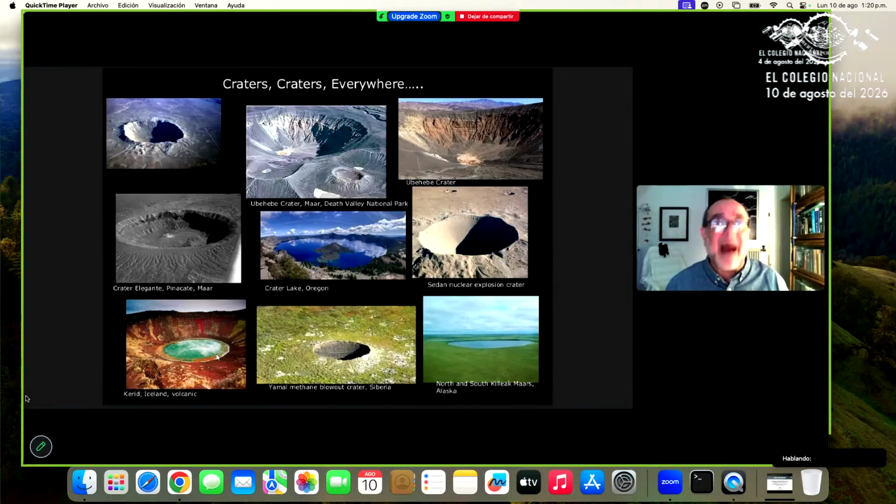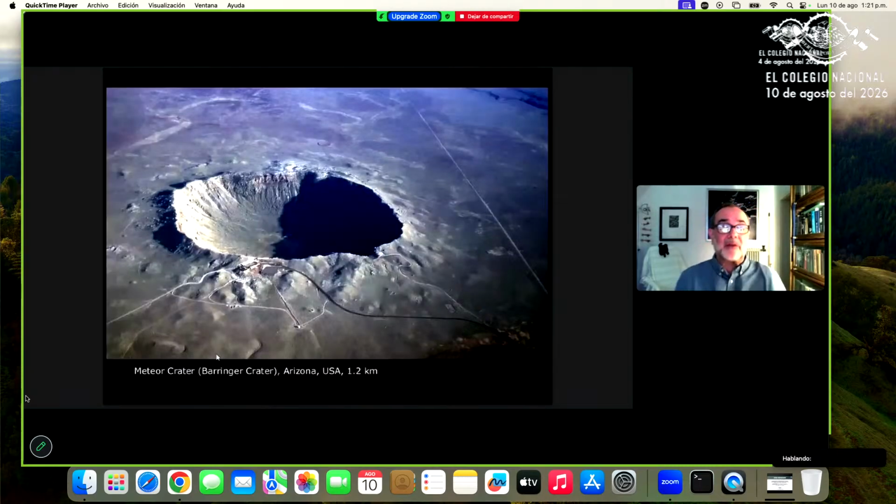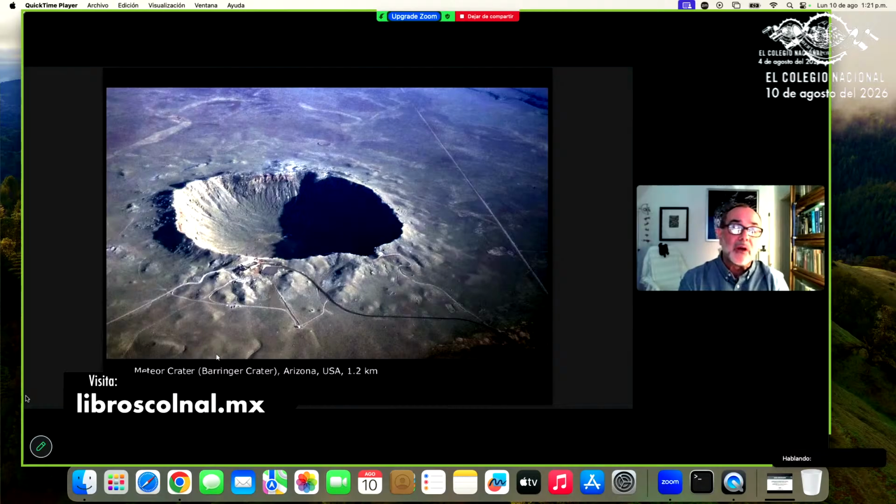We also have some unnatural processes, like the one on the right side in the center, that is Sedan, a nuclear explosion crater of more than half a kilometer in diameter. And that is one that looks very, very similar to a meteorite crater, which is the one on the upper left. Next picture, please. Here we see that crater, which is fittingly called Meteor Crater, in Arizona in the United States, with a diameter of about 1.2 kilometers.